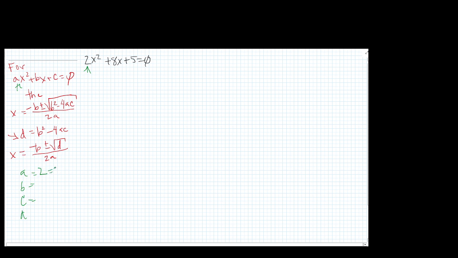I'm going to write the 2 again so that I can know that it's a 2. That thing looks like a 1. And your b is the number in front of the x, which is an 8. And your c is the number without a letter, which is a 5.